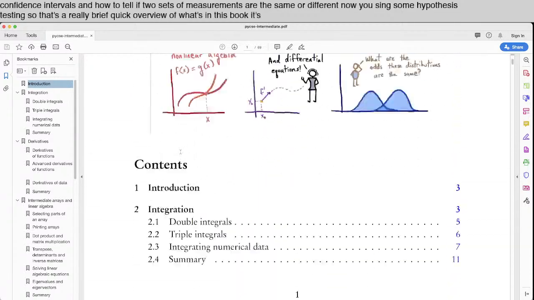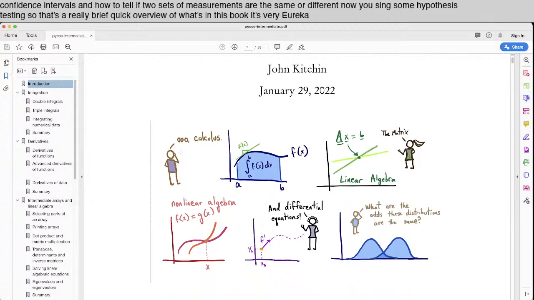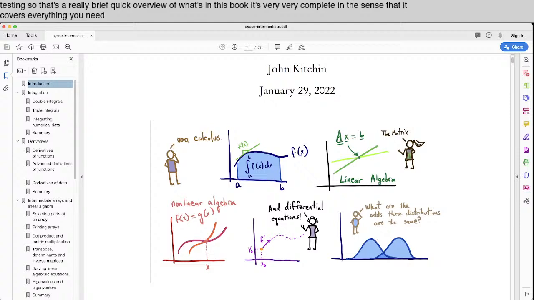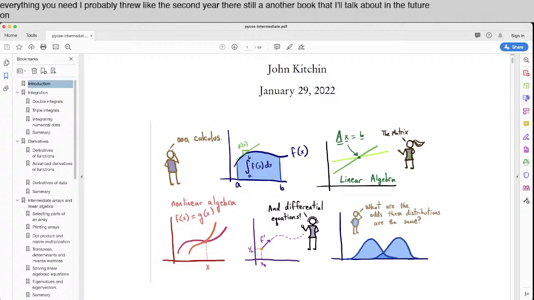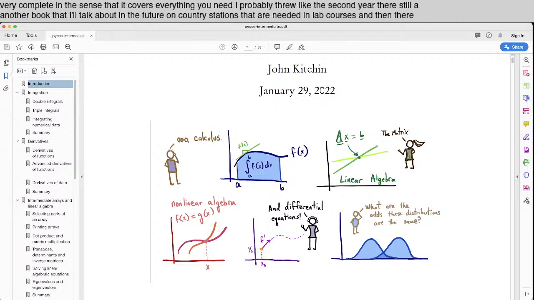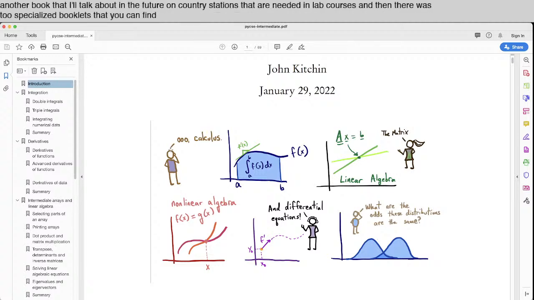It's very complete in the sense that it covers everything you need probably through like the second year. There's still another book that I'll talk about in the future on computations that are needed in lab courses, and then there's two specialized booklets that you can find in the Point Breeze Pubs store on optimization and differential equations that goes into much greater depth than these.